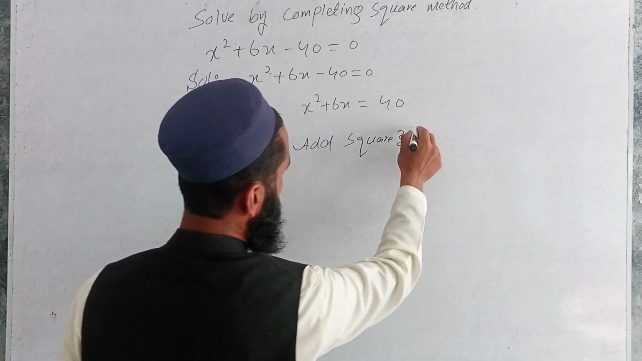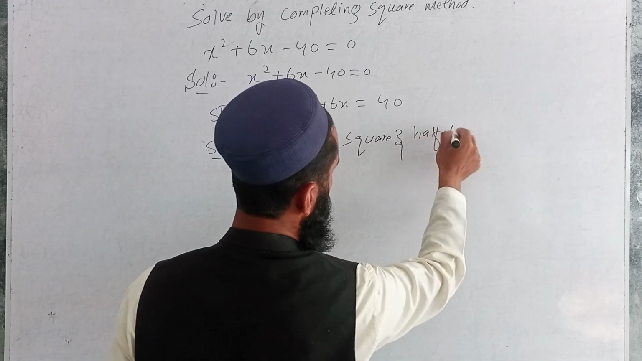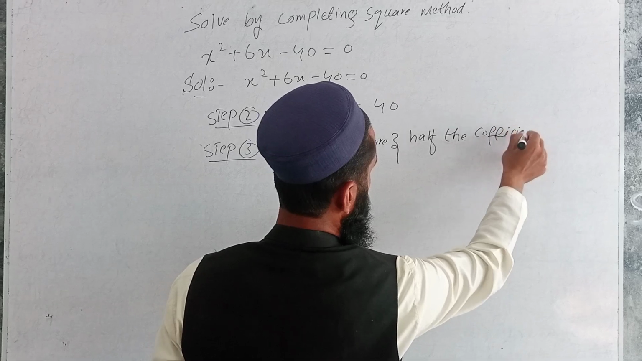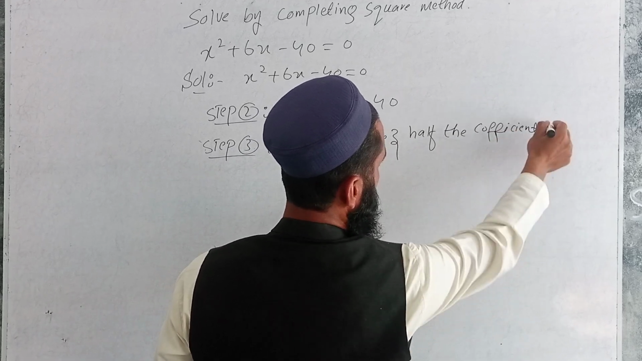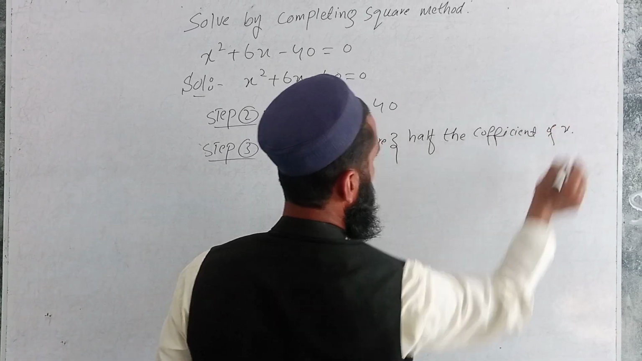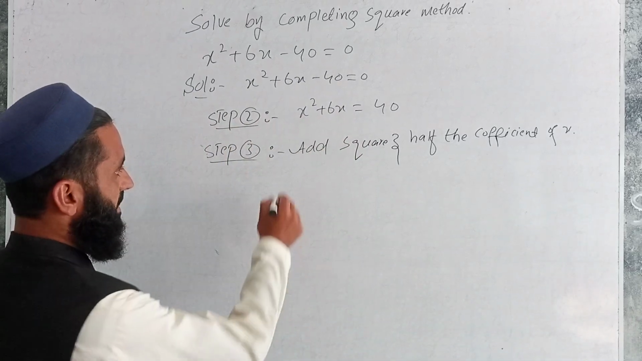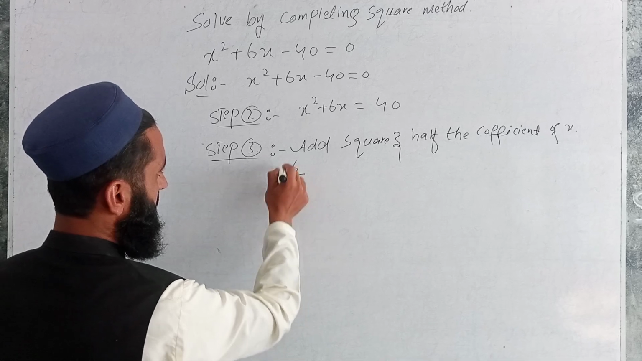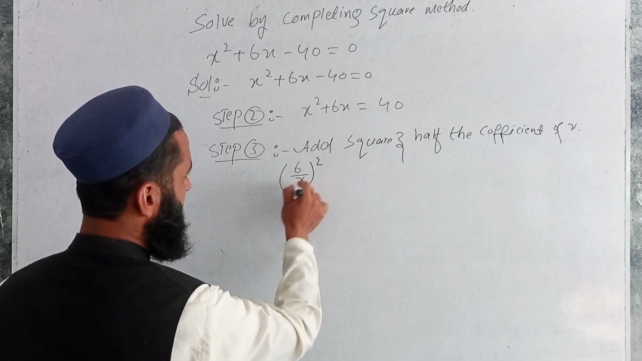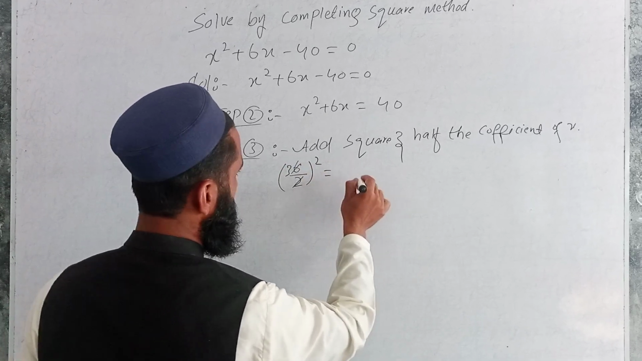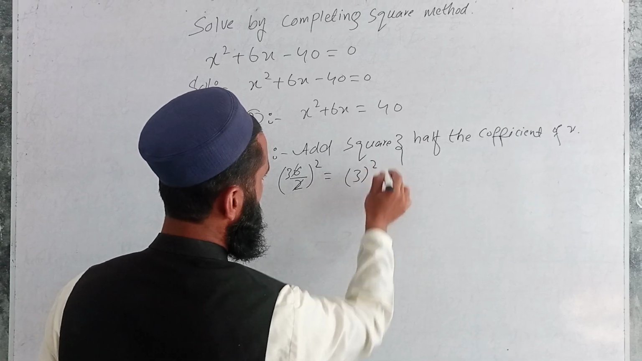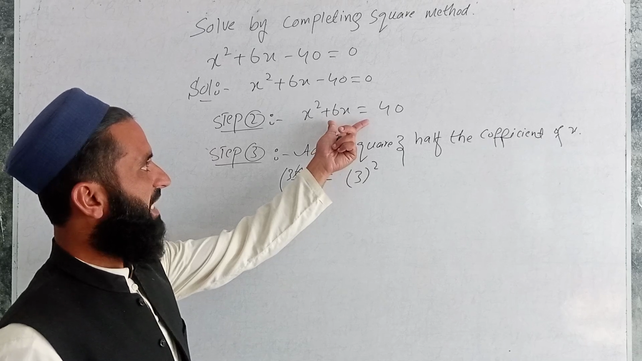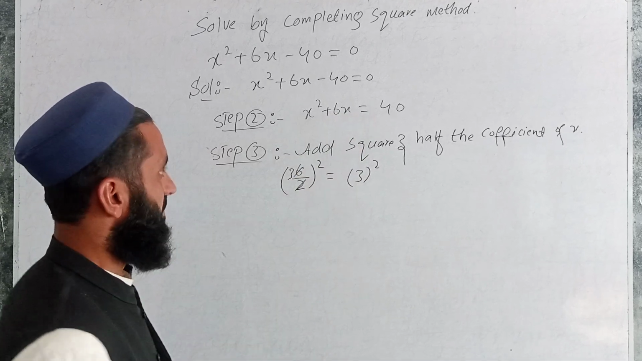Half the coefficient of x and square it. So the coefficient of x is 6, half of it is 3, and its square is 3 square. Now add this 3 square to both sides of the given equation.